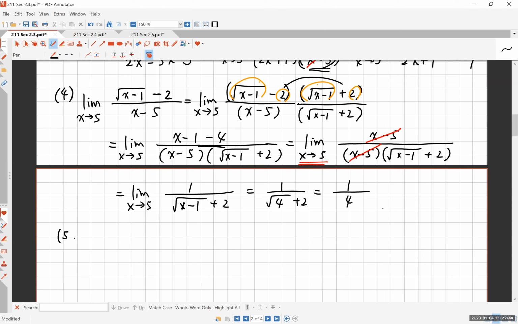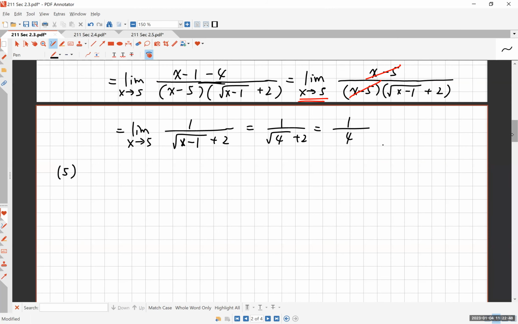Okay, let's do one more question, and then we will go into the second part of the video for this section. All right, so this one is also a little more challenging because this time you have a sum of 2 rational expressions. You may want to pause your video at this point, okay? So we have never seen anything like this.